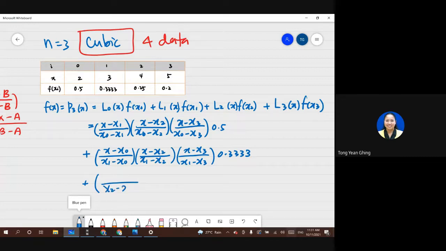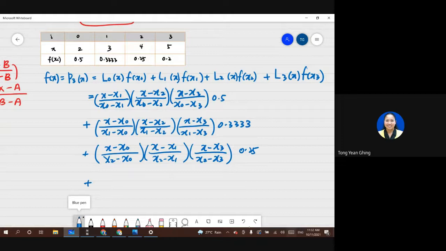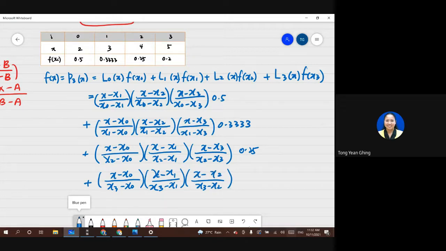x2 minus x0, x minus x0, x2 minus x1, x minus x1, x2 minus x3, x minus x3 times the value of y2, 0.25, plus, now it's x3 minus x0, x minus x0, x3 minus x1, x minus x1, and this one x3 minus x2, x minus x2, times the value of y when x equal to 3, that means 0.2.